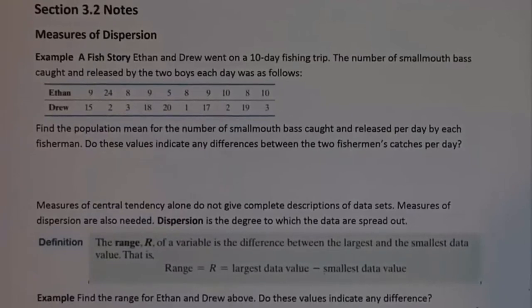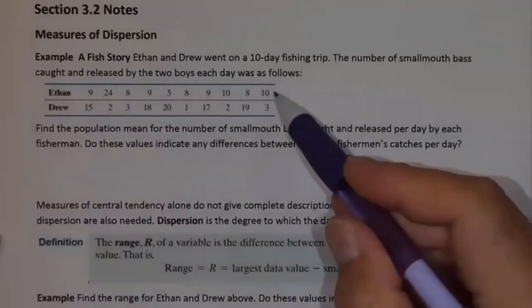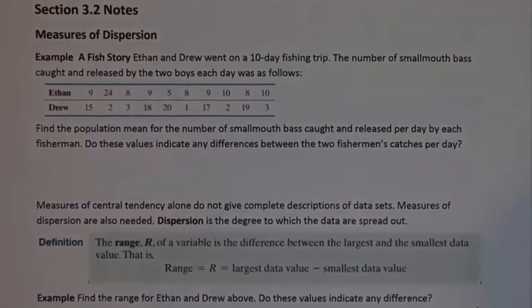Before we find the mean, if I asked you to look at this data and tell me, who do you think's the better fisherman? Is Ethan the better fisherman or is Drew the better fisherman? Let me ask a slightly different question. Who do you think's the more consistent fisherman? Ethan or Drew?